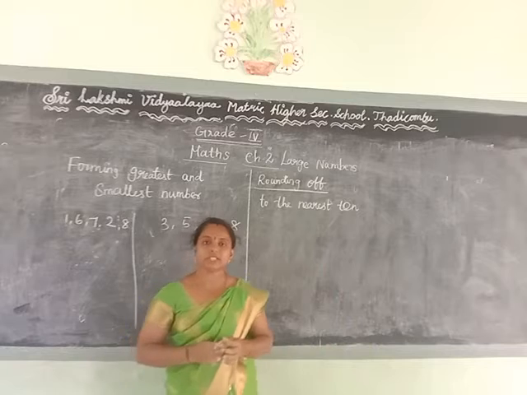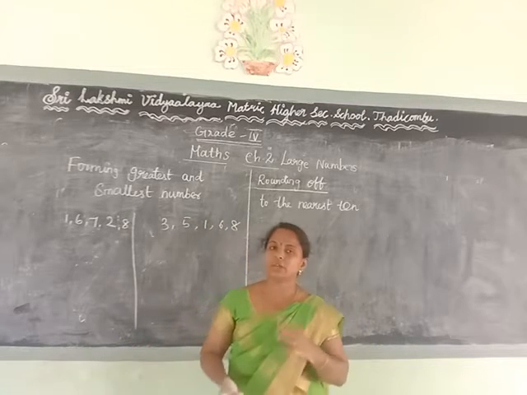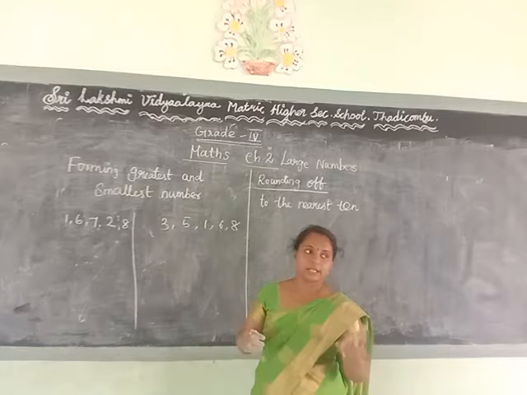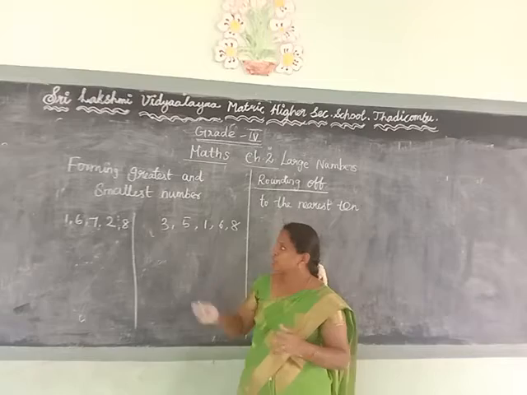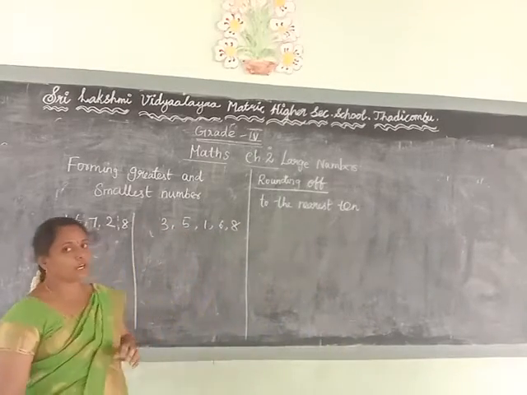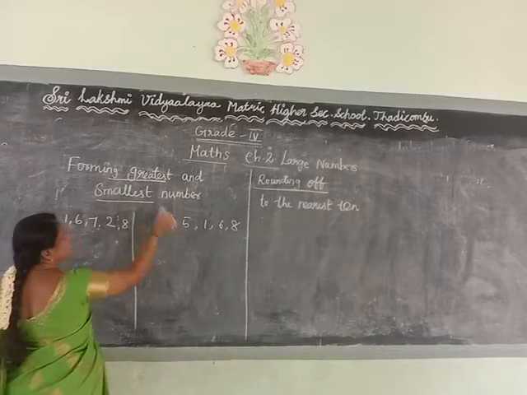So in the previous class we saw how to form 5-digit numbers, 6-digit numbers, 7-digit numbers. Yes or no? Successor and predecessor, then expanded and short form. So in this class we are going to see how to form the greatest and smallest number. Clear? So how to form greatest and smallest number.